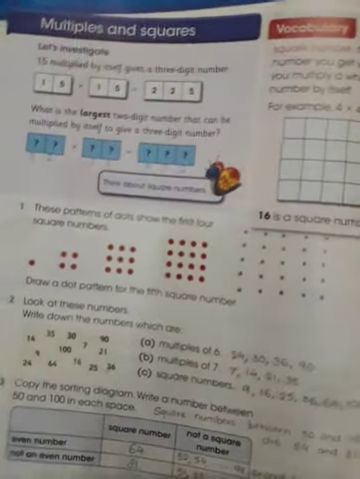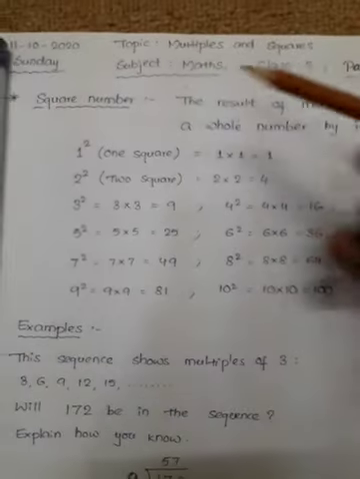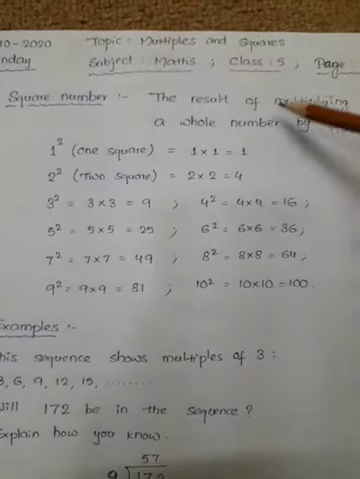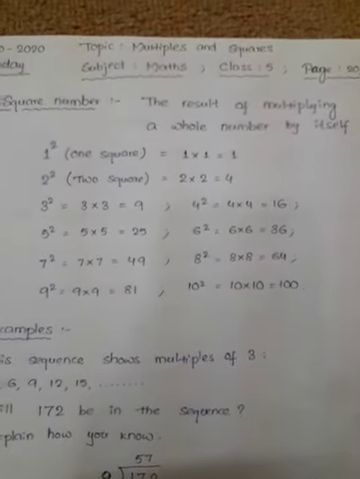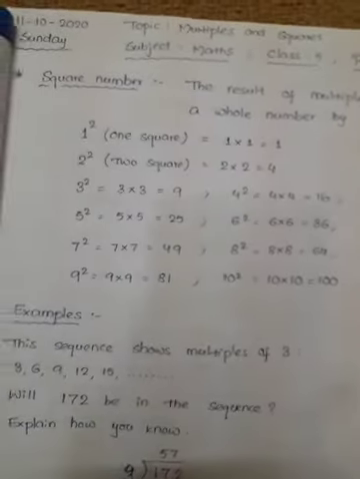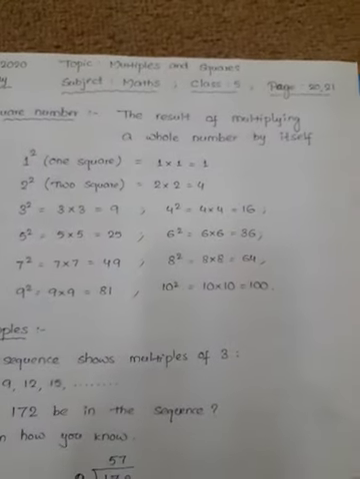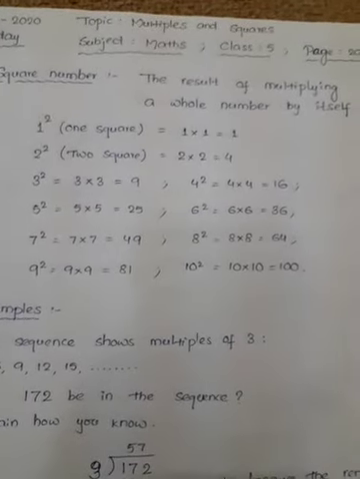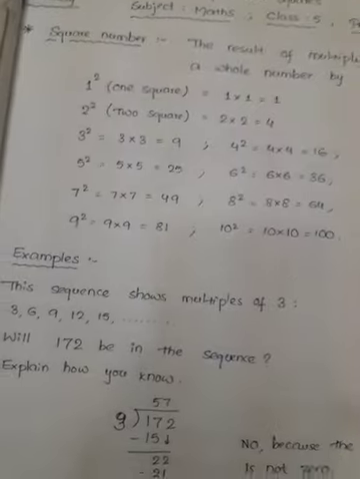Okay. Now square numbers. The square number is the new topic. We are going to learn what a square number is. First of all, look here. The square number means what? The result of multiplying a whole number by itself. Whole number means what? Without decimal, like 1, 2, 3. These are the whole numbers. If I say 1.5, this is not a whole number, this is a decimal number.